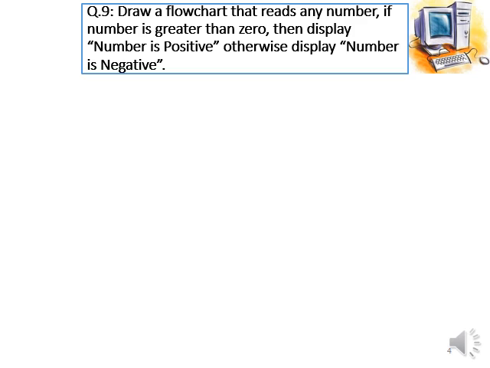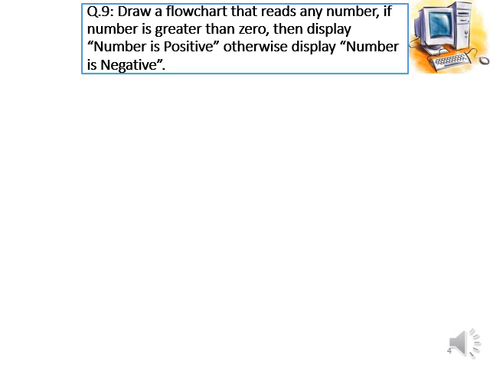Question number 9 says that draw a flowchart that reads any number. If number is greater than 0, then display number is positive, otherwise display number is negative. Okay. Here in this flowchart we will input a single number, then we will put a condition that if that number is greater than 0, it means it's a positive number, but if it is not greater than 0, it means it's a negative number.